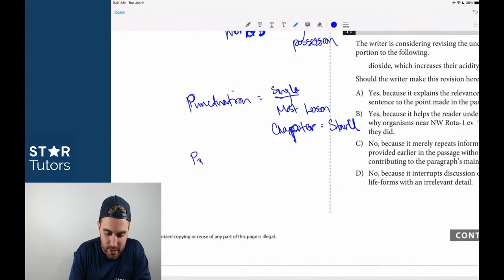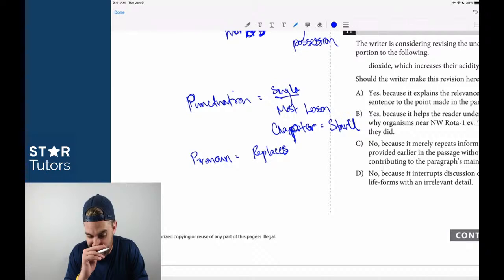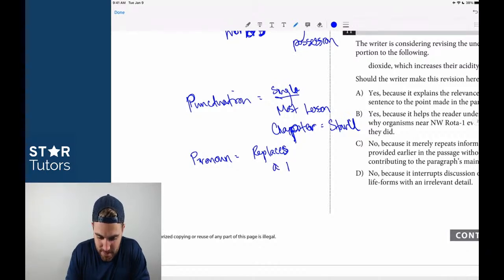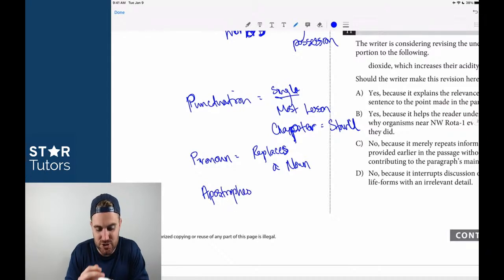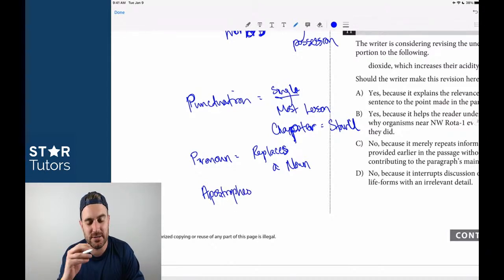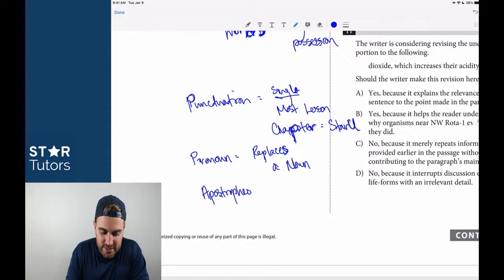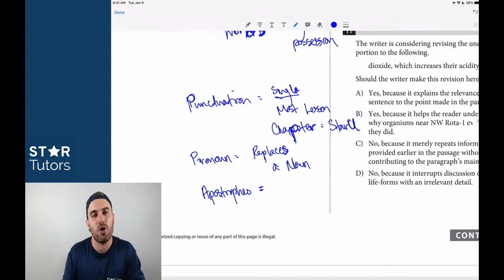The next one is pronouns. You guys memorize pronouns, specifically that it replaces a noun. If you can identify those, these aren't very hard questions, and they show up on every SAT. Okay, replaces a noun. And then apostrophes. These are very often missed by students. You guys just saw that before I caught myself, I was about to miss that question. These also show up on every test, and they're a little bit harder.